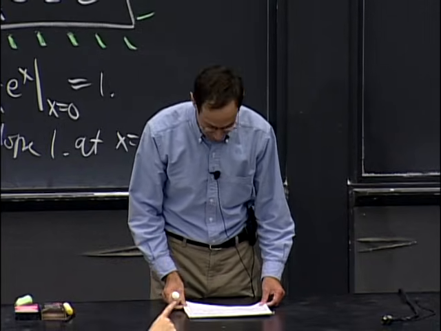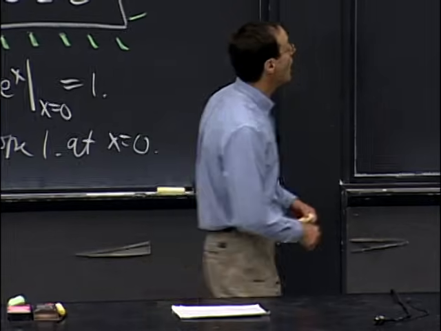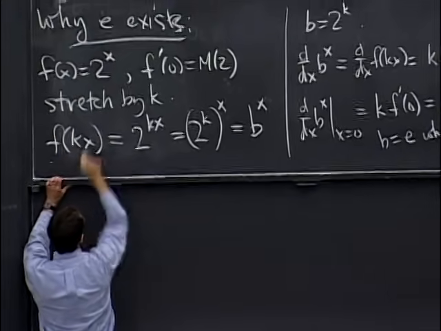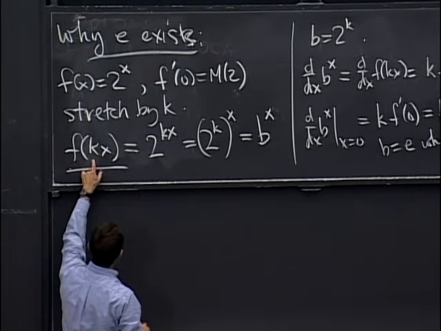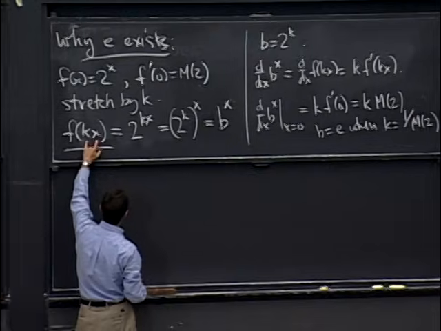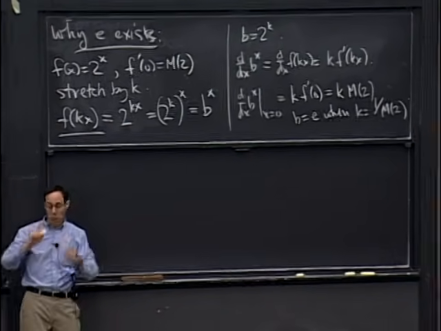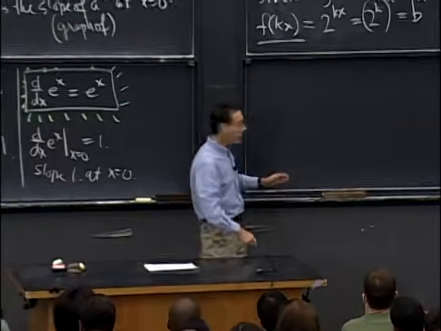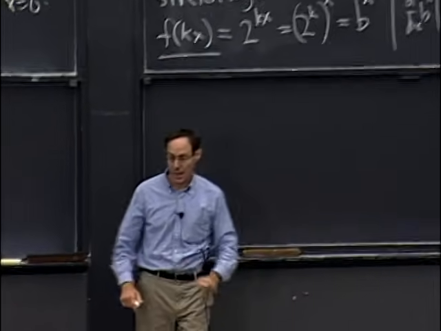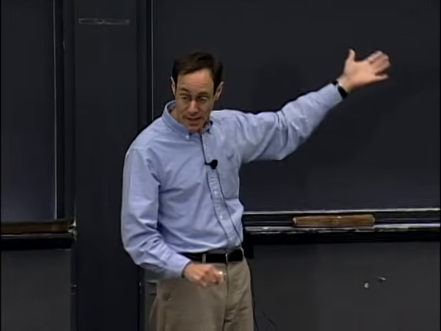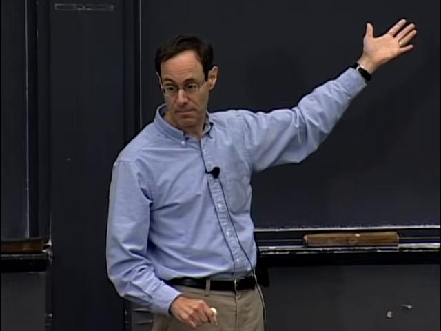Yeah? How do you know it's f of kx? How do I know? Well, f of x is 2 to the x. If f of x is 2 to the x, then the formula for f of kx is this. I've decided what f of x is. So therefore, there's a formula for f of kx. And furthermore, by the chain rule, there's a formula for the derivative. And it's k times the derivative of f.